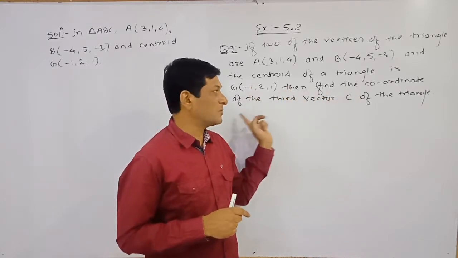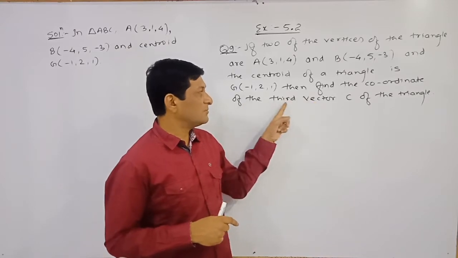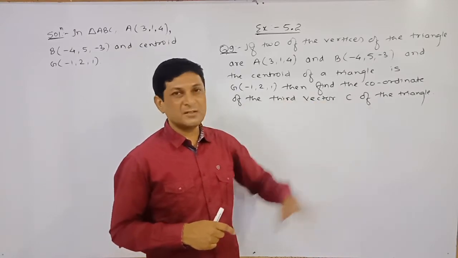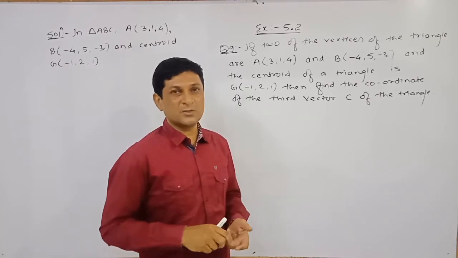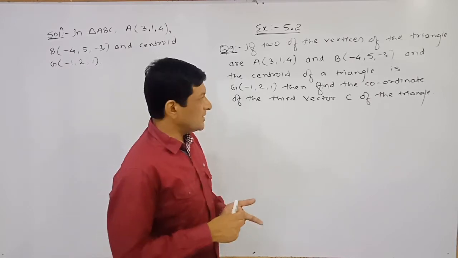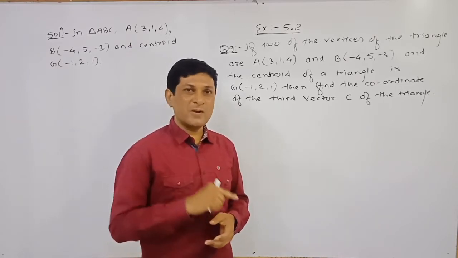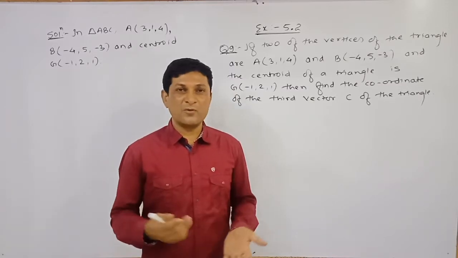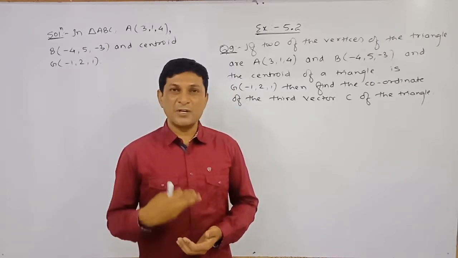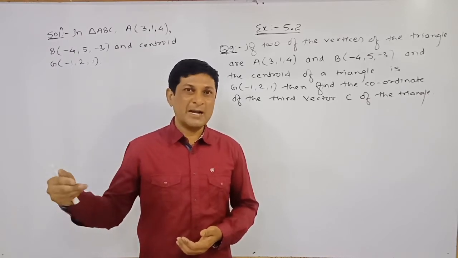Using this condition, the question is to find the coordinates of the third vertex C of the triangle ABC. So let us try to find the coordinates of the third vertex. Since the centroid of the triangle is given to us, definitely we have to use the centroid formula of a triangle. And what is that formula? G bar is equal to (A bar plus B bar plus C bar) upon 3.